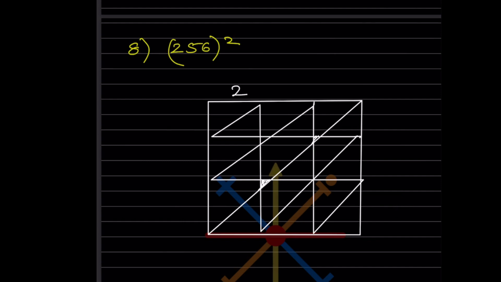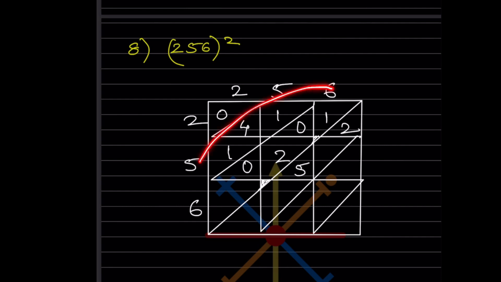So now you are going to write here 256, and here again 256. So now this is going to be 4, means you are going to write here 0, 4. 2 5s are 10, so this is 1 and 0. Again 2 6s are 12, so that will be 1, 2. 5 2s are 10, so here will be 1, 0. 5 5s are 25, so this will be 2, 5. 6 5s are 30, so this is going to be 3, 0.